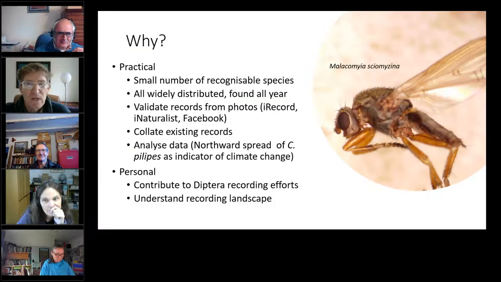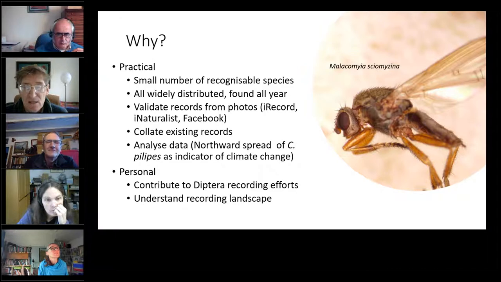Okay, can you go to the next slide, please, Zoe? So why, what's the interest in these flies? Well, obviously there's a small number of species. Five species is a small number to get your handle on. They're all very widely distributed. And apart from one species, they can be found all year. And it's reasonably easy to validate records from photos that are sent in. So I've been doing that on iRecord, and these are now coming from iNaturalist. And some on Facebook as well.